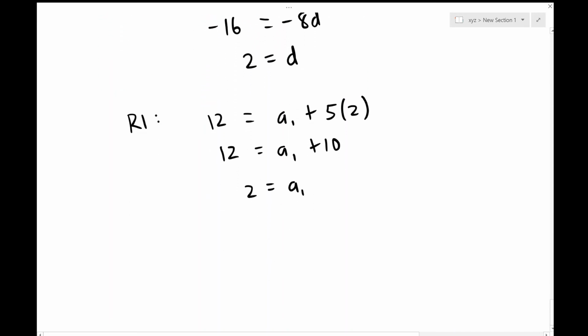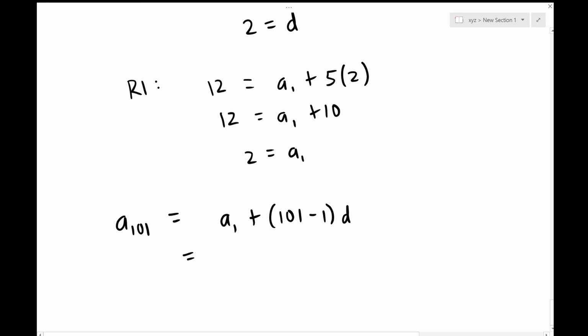And so as before, we want to find the 101st term of this sequence. So again, the 101st term, that would be a sub 1 plus 101 minus 1 times d. So a sub 1 we know is 2, and this will become 100 times d. So that's 100 times 2, since d is also 2. And so we should end up with 202 as our result.